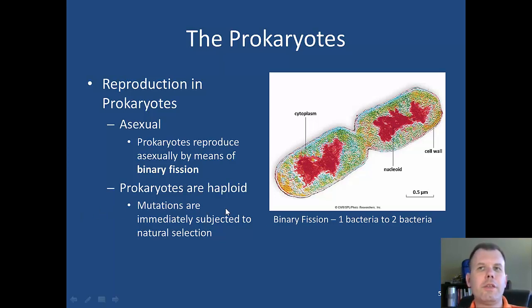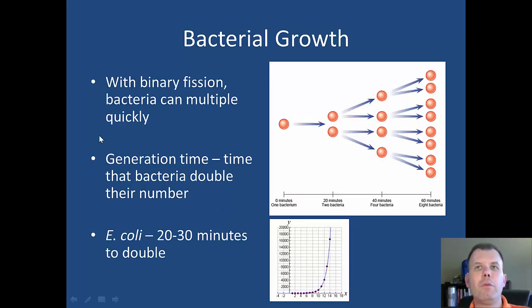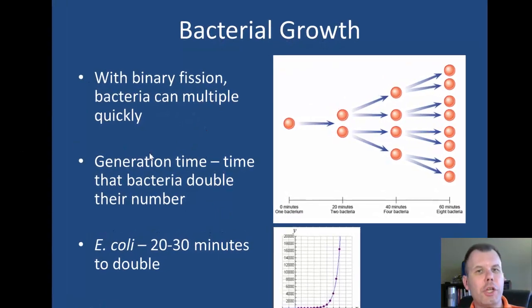The interesting thing is that because prokaryotes only have one chromosome, mutations come up in bacteria very easily, and that's one of the big things: you can get bacteria to mutate very quickly, and that allows them to adapt very fast in an environment because they can replicate very quickly. And really, with this binary fission, bacteria can multiply really quickly.